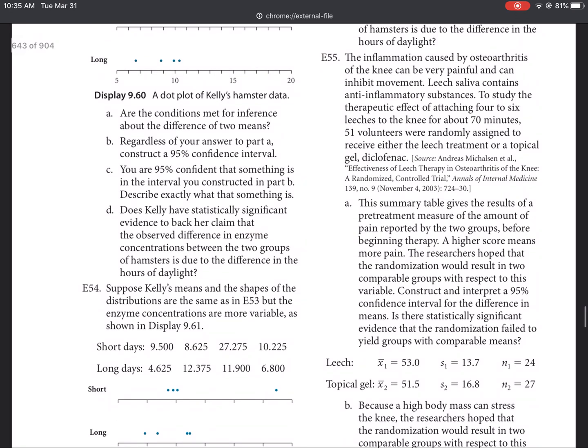All right. For question number 55, it says the inflammation caused by osteoarthritis of the knee can be very painful and can inhibit movement. What's interesting here is we actually don't end up doing the thing they talk about. They're going to attach leeches to people to see if it helps relieve some of this pain, but the data we're going to be analyzing is all pre-data. Data after they've divided up the groups, and then they've just simply asked them.